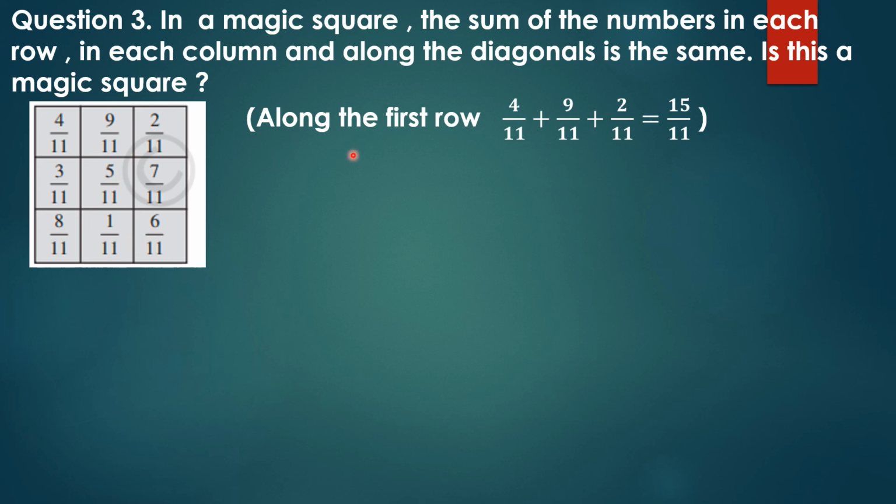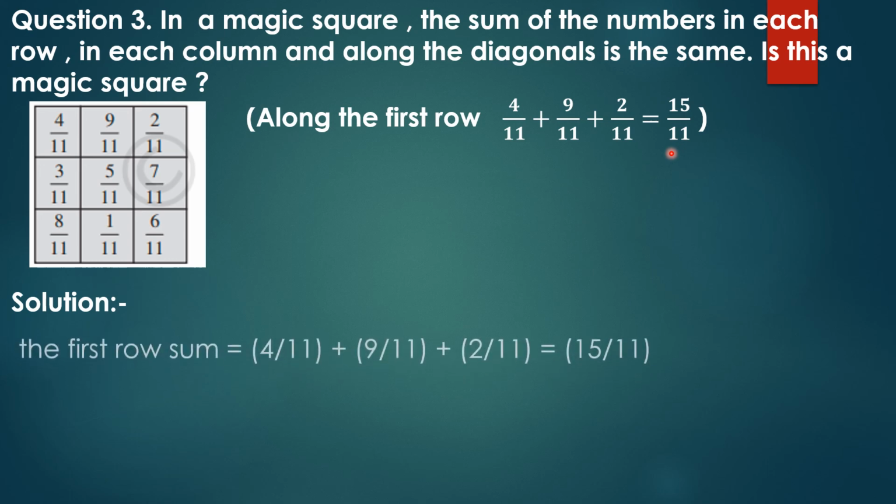And in the question, they have considered the first row and done the addition of the first row. 4 by 11 plus 9 by 11 plus 2 by 11, which is equal to 15 by 11. Because here the denominators are the same, we have to add the numerators directly. Therefore 4 plus 9 is 13, 13 plus 2 is 15. So this will become 15 by 11.